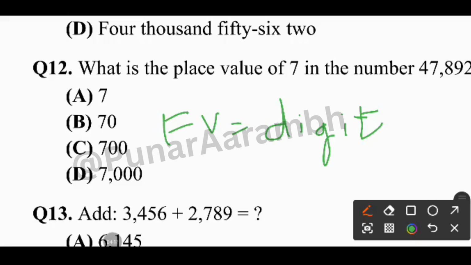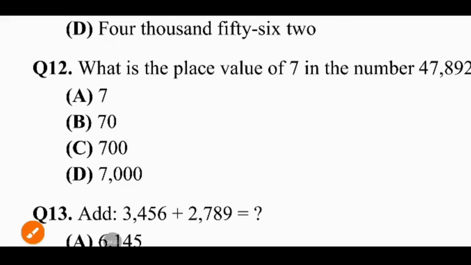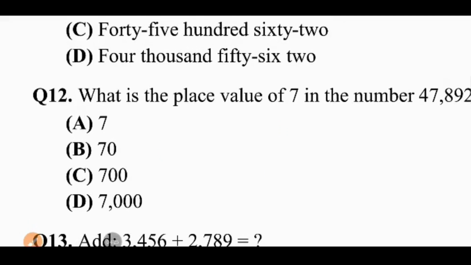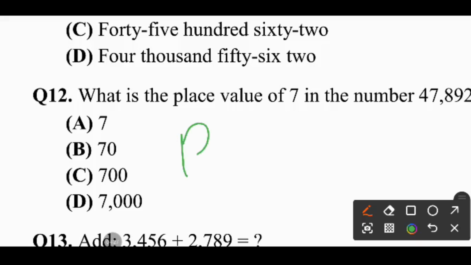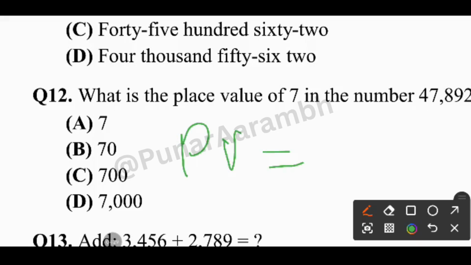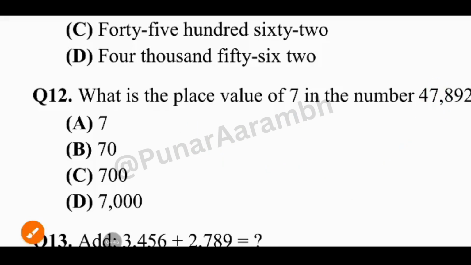Whereas place value is the value of the digit based on its position, right? What is place value? Place value is the value of the digit based on its position. It means we are asking the place value of 7. The value of 7 will be based on the position where this number is placed, right? So let's solve it.